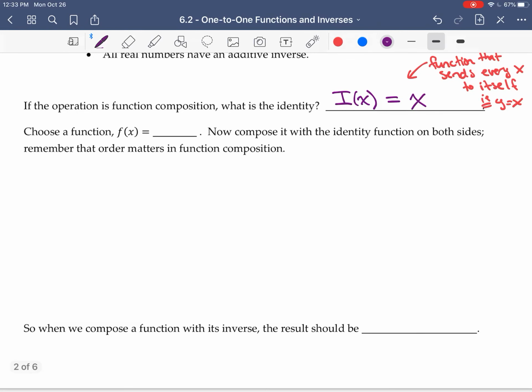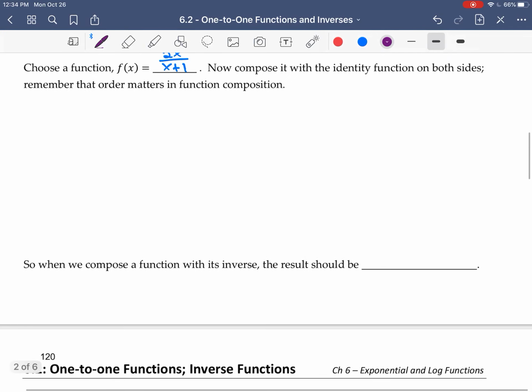Now I want you to do this. Choose a function, it can be any function, and compose it with the identity on both sides, like what we did in the last section, and see what happens. You should get the same function back. You can pick any function you want, but in the subsequent video, the function I'm going to use is 2x over x plus 1. If you want to use that one, you can, but you don't have to. That's the one I'm going to do when I do that example later.